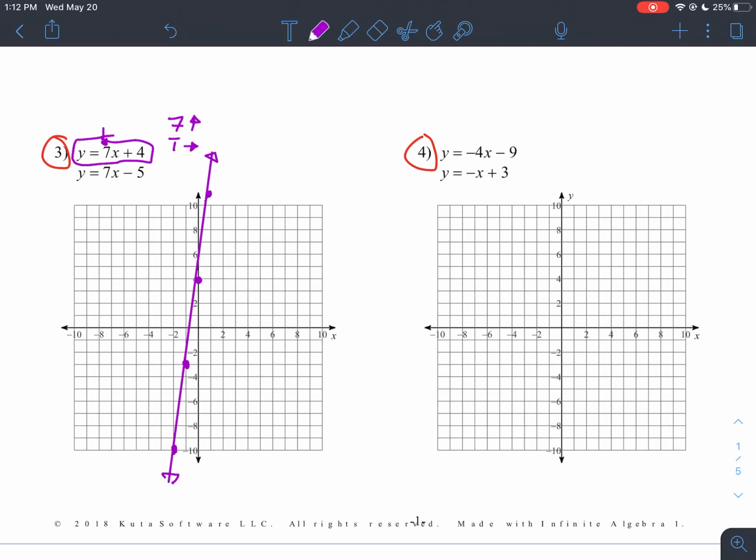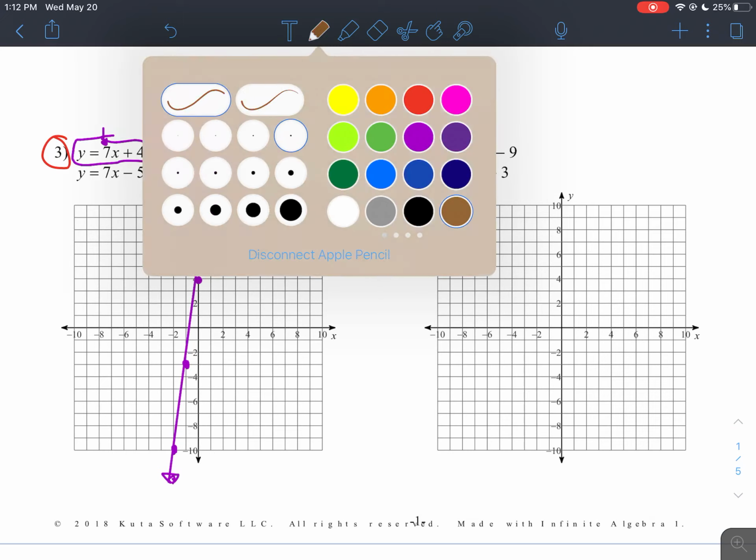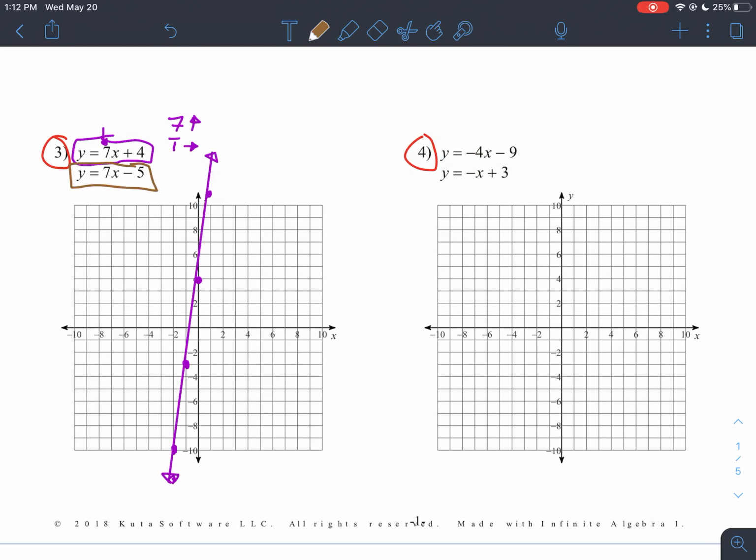Okay. Let's look at the other one. We'll call this the brown equation. So I got y equals 7x minus 5. Y is at 0, -5. And there's that. Our slope is the same as it was before. Wait a minute. 7 over 1. Same slope, different y-intercept. 1, 2, 3, 4, 5, 6, 7.